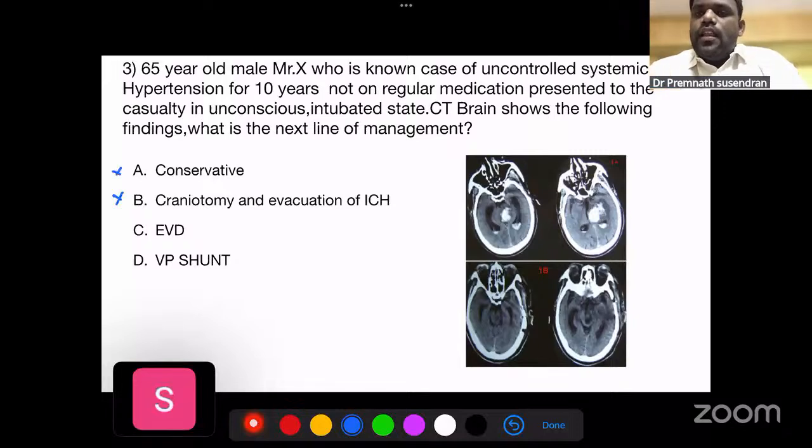Then what about EVD? The patient immediately needs relief of this IVH, so that we can reduce the ICP. The main aim of the management is to reduce the ICP. How will you reduce it? You have to reduce the CSF pressure inside by doing an EVD, an external ventricular drain. It is a temporizing procedure. It can be done very quickly, even at the bedside.